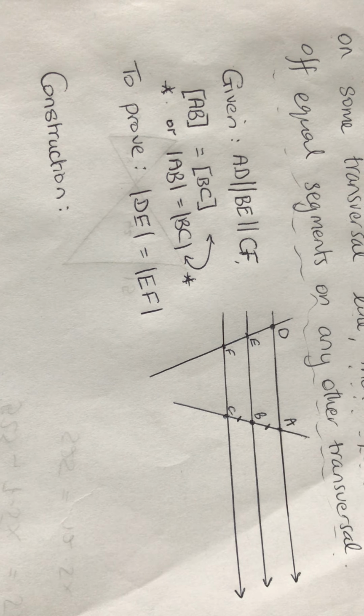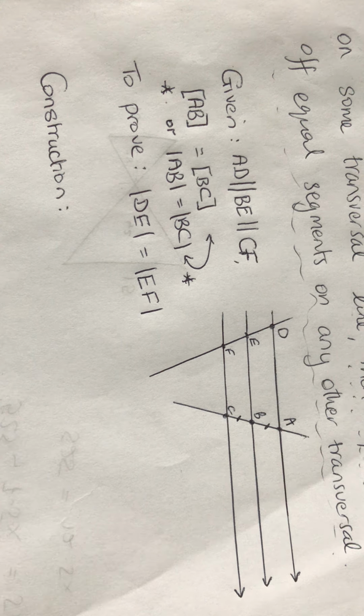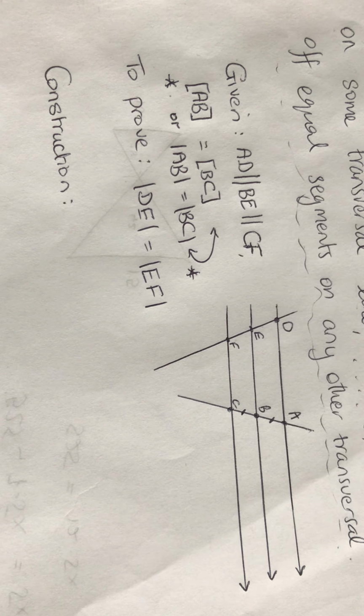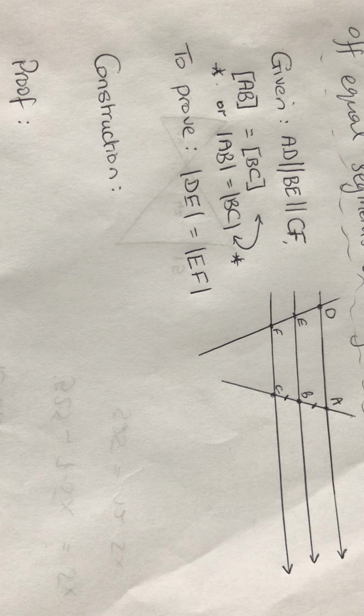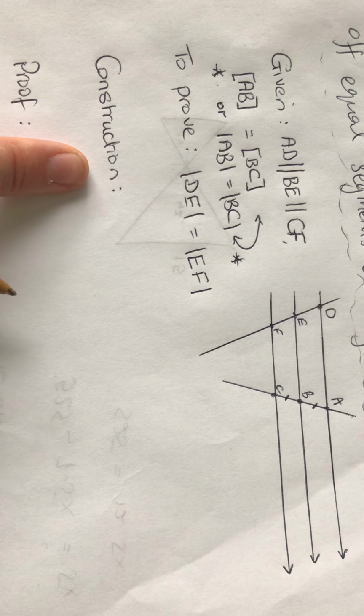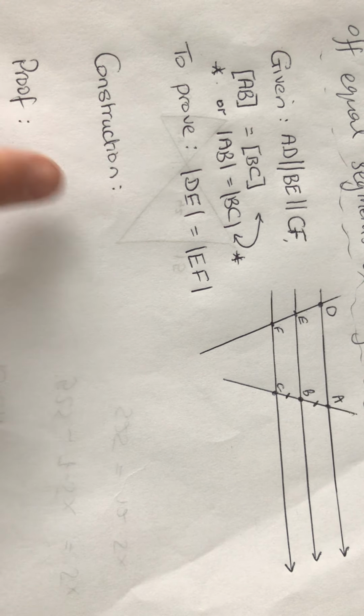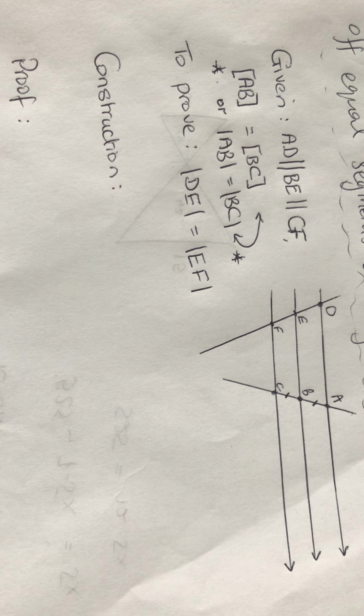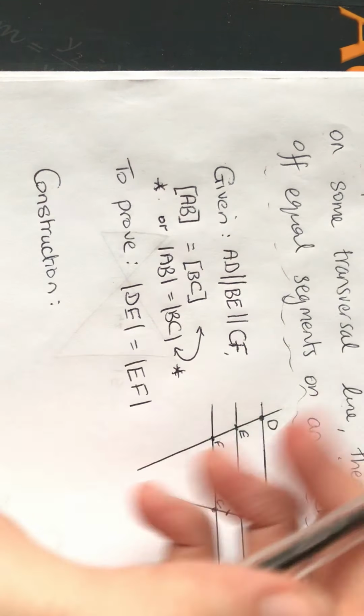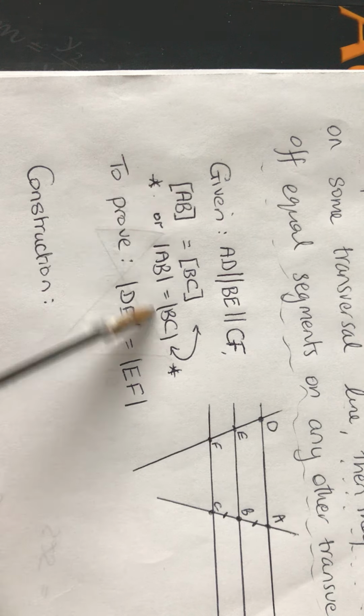What construction am I going to put in? This is the only part that I have to have some familiarity with. After this point, for my proof, I should be able to just use all my geometry rules from junior cert and be able to do the proof. So none of this I would learn.